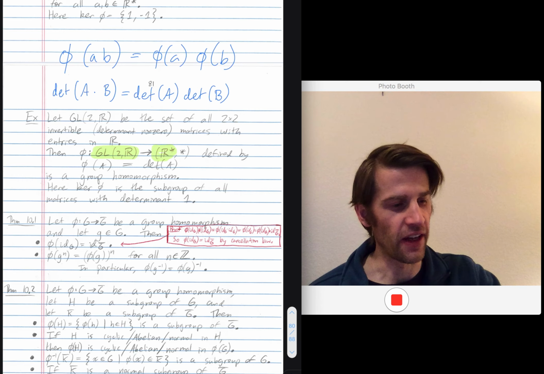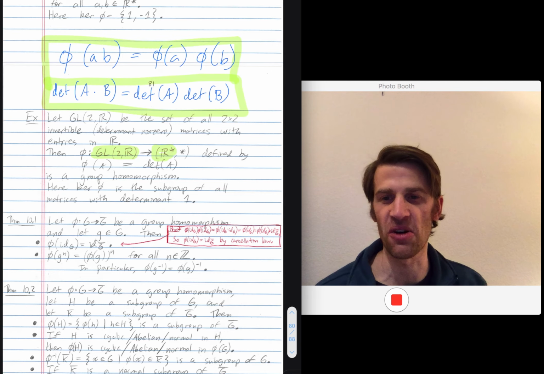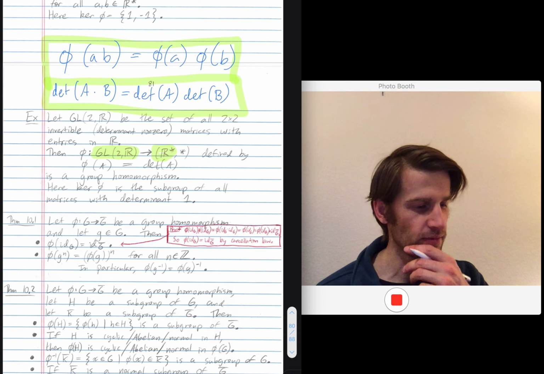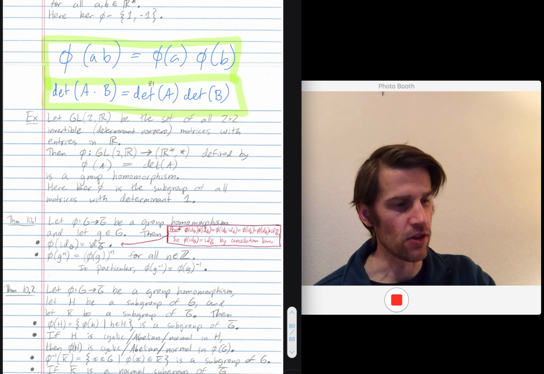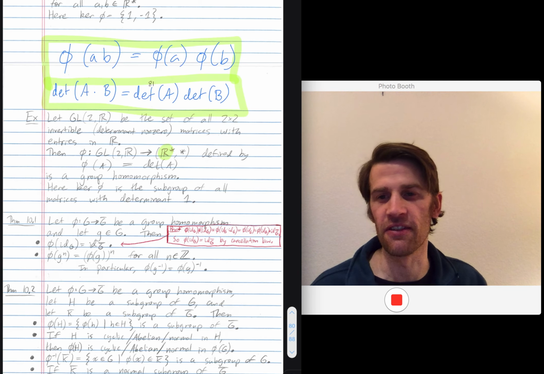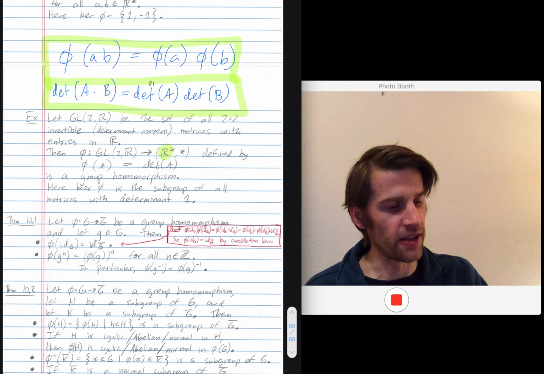So if you've taken linear algebra, you might have seen this formula before, and you should recognize that as the formula showing that this map is a group homomorphism. What's the kernel of this map? The identity in the non-zero reals under multiplication is 1. 1 is the multiplicative identity. So the kernel is the collection of all matrices that map to 1, i.e. the matrices with determinant 1.